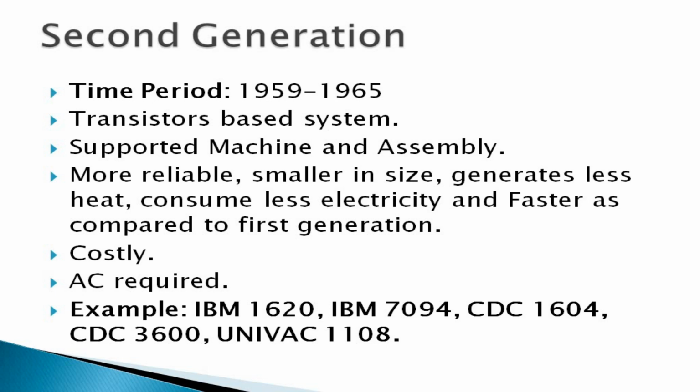They were costly, and although they generated less heat, AC for air conditioning was still required. Examples of the second generation are IBM 1620, IBM 1794, CDC 1604, CDC 3600, and UNIVAC 1108.